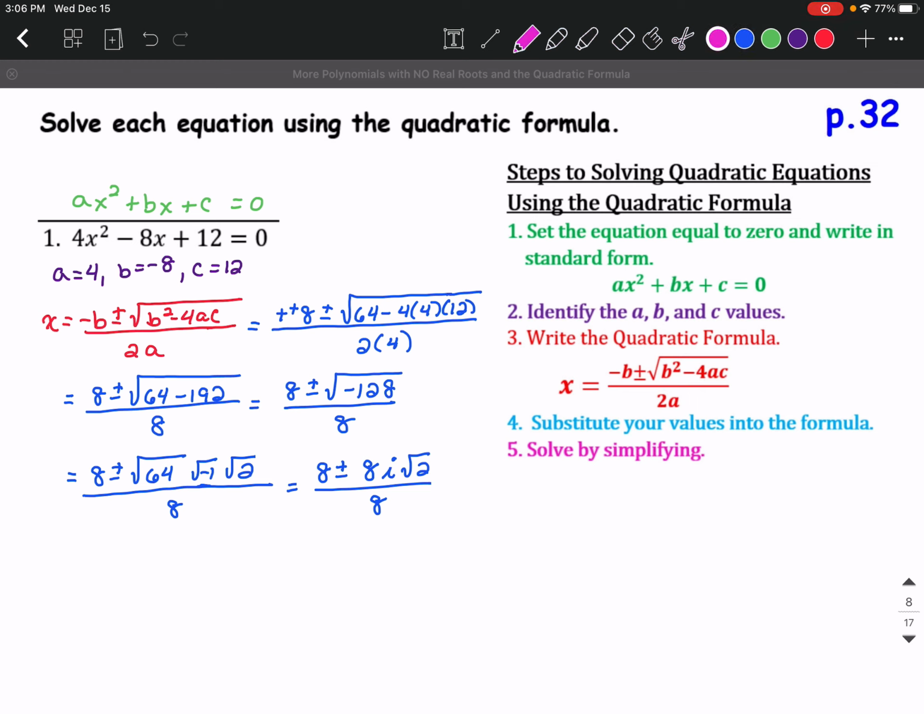Now I'm going to simplify. 8 goes into 8 once, into 8 once, and into 8 once. That means my x is 1 plus or minus 1i radical 2, and I am not going to write it over 1. There we go.